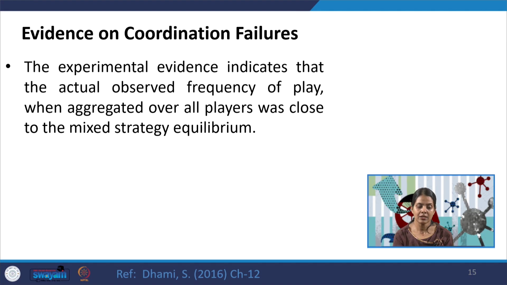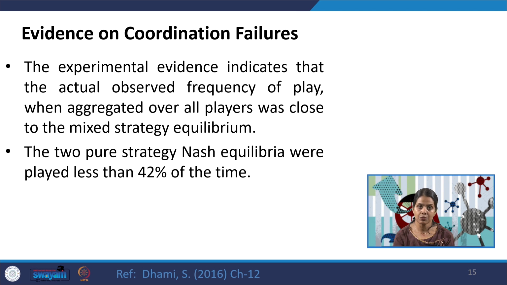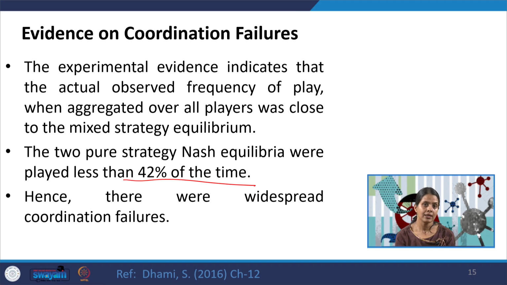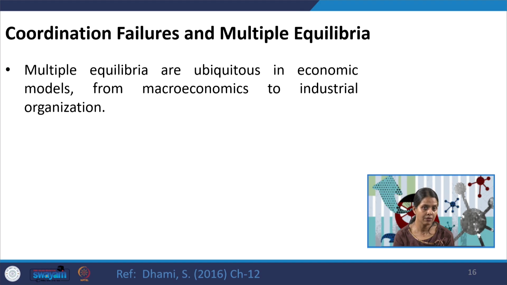The experimental evidence indicates that the actual observed frequency of play when aggregated over all players was close to the mixed strategy equilibrium. The two pure strategy equilibria were played less than 40% of the time. So, these are, as you can understand, irrational decision making, even though pure strategies are going to give you better payoff on the basis of coordination, and you are choosing the mixed strategy equilibrium. Hence, there were widespread coordination failures.